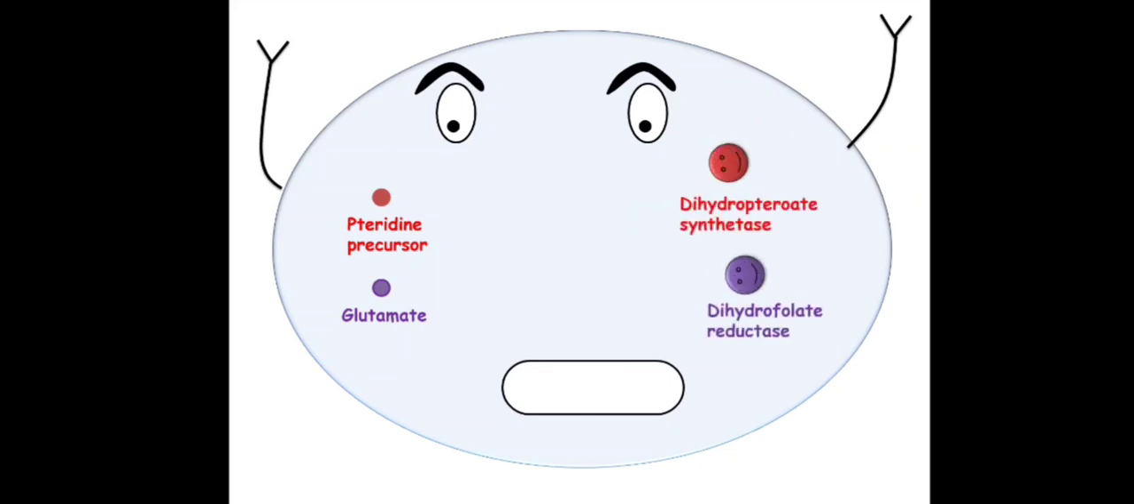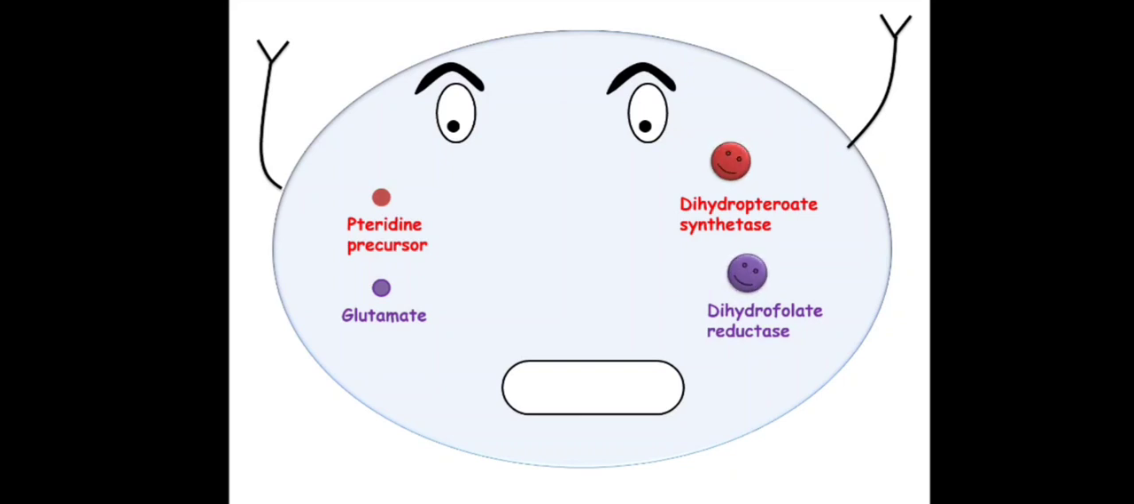Okay, so suppose this is your bacteria, and the important things present inside the bacteria are, we have got a pteridine precursor, and second thing is glutamate. Okay, we have got two important things, or you can say raw material, required for the synthesis of folic acid: pteridine precursor and glutamate. Next, it has got two important enzymes. One is red enzyme, second one is purple enzyme.